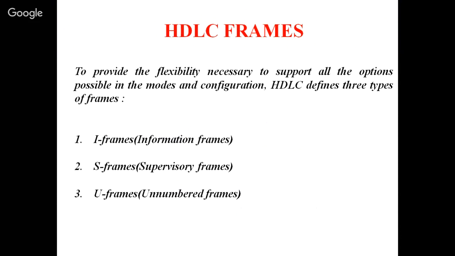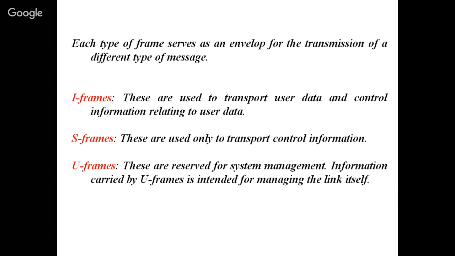Under the HDLC frames, there are three types of frames which are supported by HDLC. First is the I frame, second is the S frame, and third is the U frame. I stands for information frame, S for supervisory frame, and U for unnumbered frame. Each type of frame serves as an envelope for the transmission of different types of messages.